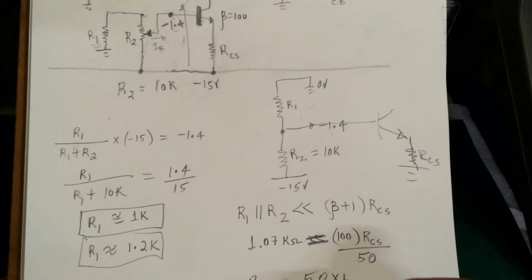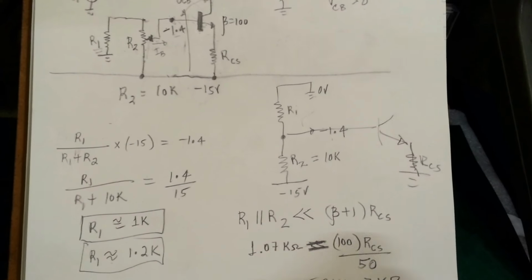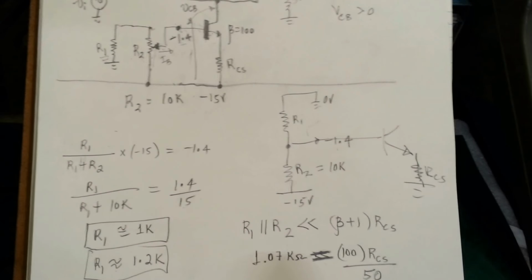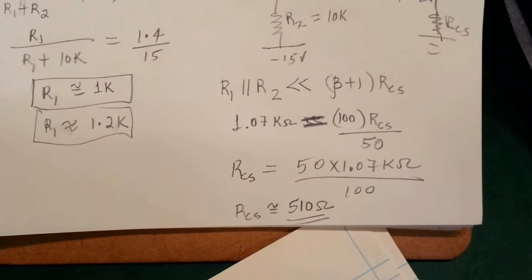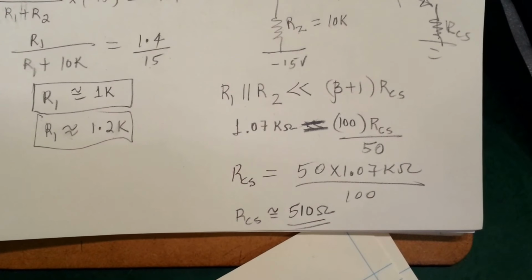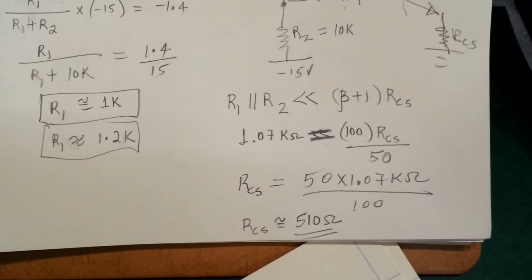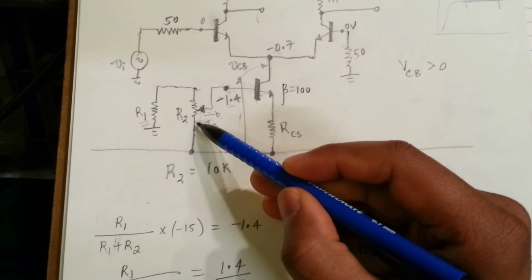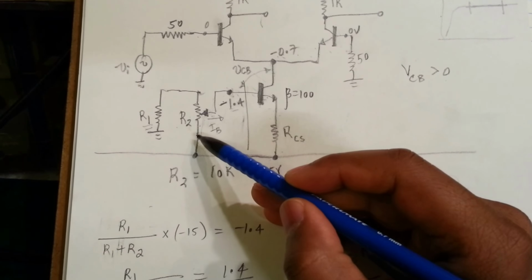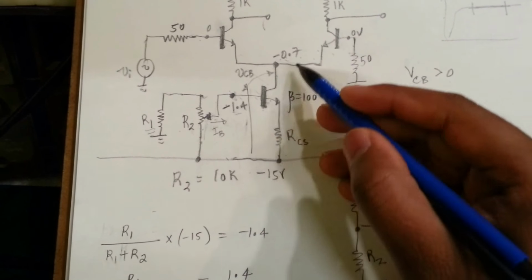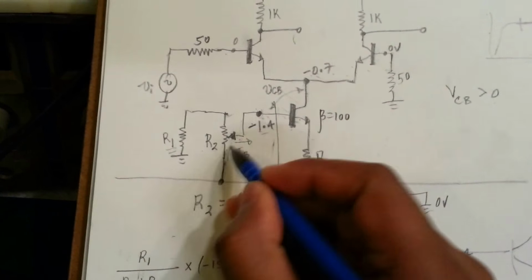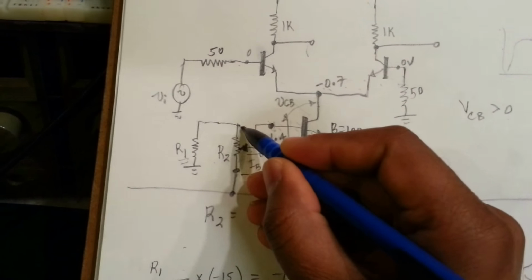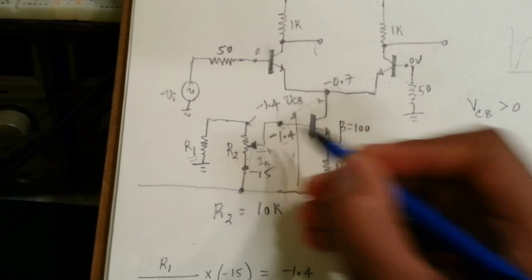50 multiplied by 1.07 kilo ohms divided by 100. So the RCS that I selected is 510 ohms, which is basically a standard resistor. So as you can see, by doing this, we're making sure that we can vary the current. Let's see how much the current can vary between. Remember, this tap is going to go from hitting this minus 15 all the way to what we designed it to be, minus 1.4 volts, right?